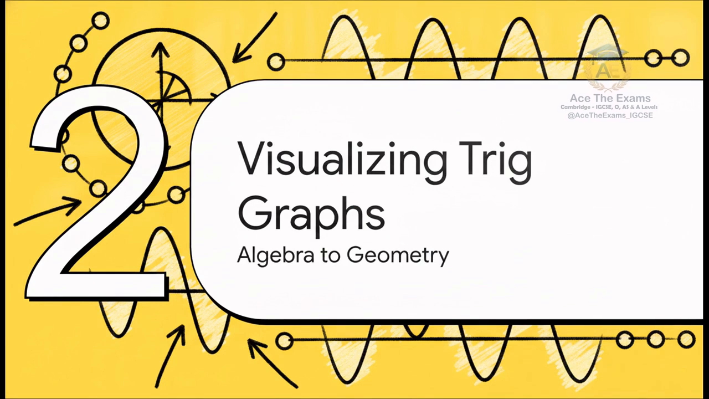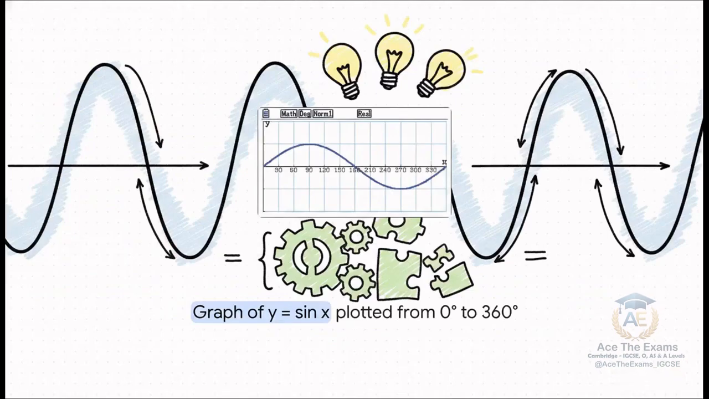Section 2, visualizing trigonometric graphs. We are going to smoothly transition from algebraic equations to visually understanding cyclical behavior. This is where we separate the top-tier students from the rest of the pack. And this brilliantly illustrates exactly what I mean.